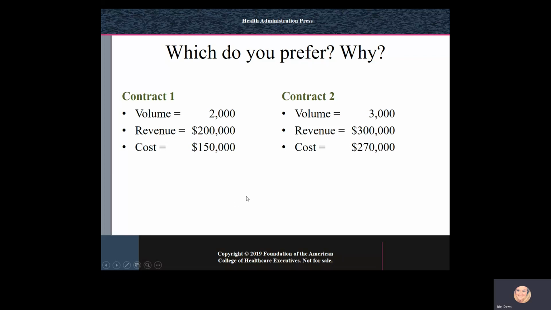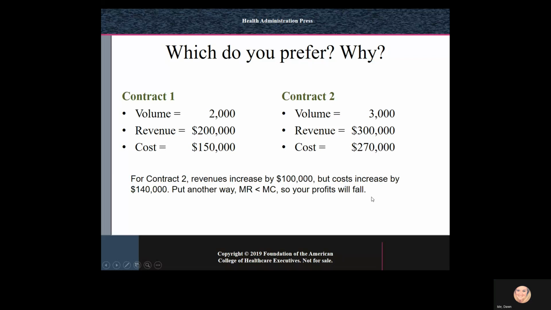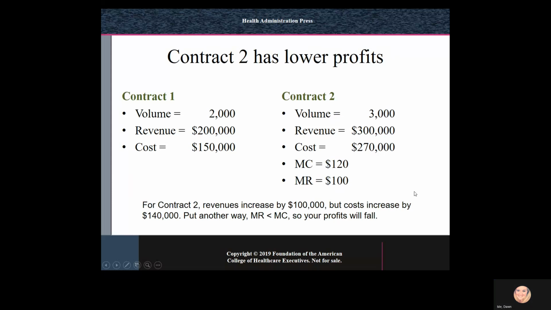So your marginal revenue is less than your marginal cost. And what's that going to do? Your profits will fall. It'll cause your profits to fall. So although it looks like, you know, we're making more money here and this is great, we're spending too much. Okay.